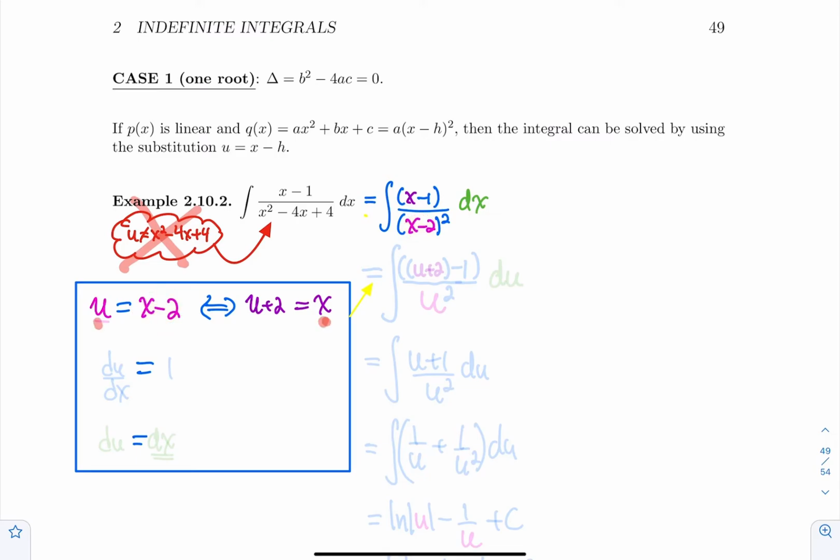So if you compute the derivative of u with respect to x, you're just going to get 1. So if you just swap those two terms, you get that du is equal to dx. So we have also a formula for dx. So very crucial here, we have a formula for u, we have a formula for dx, and in case we will need it, we also have a formula for x. So let's just substitute all that information in our problem.